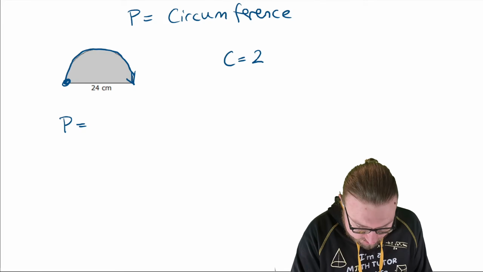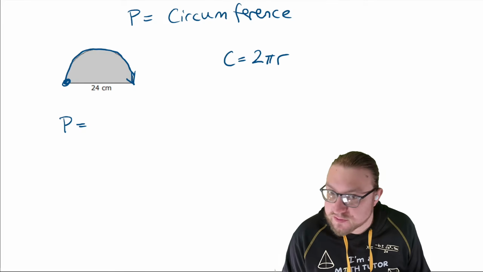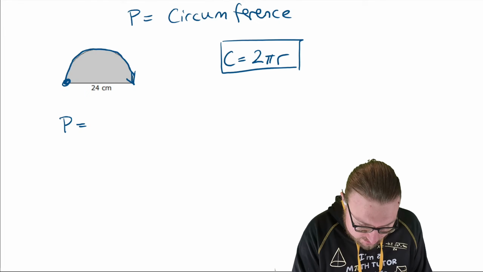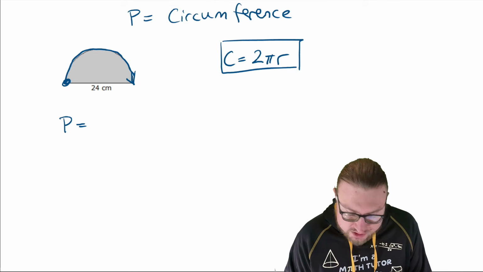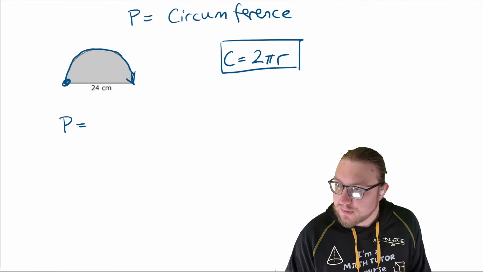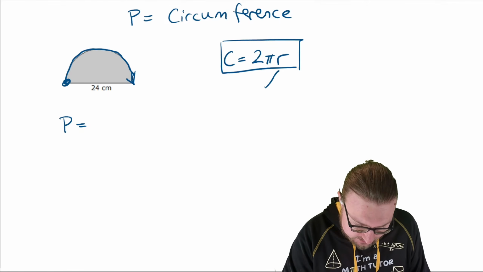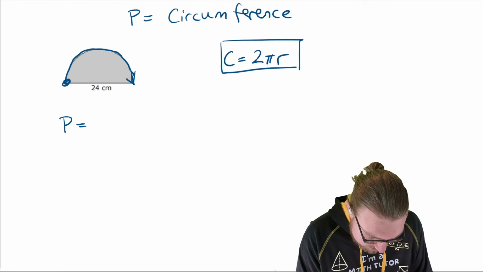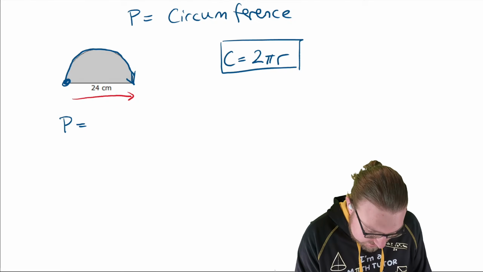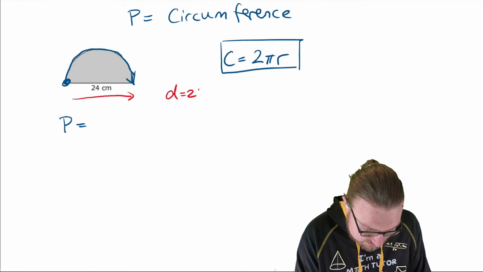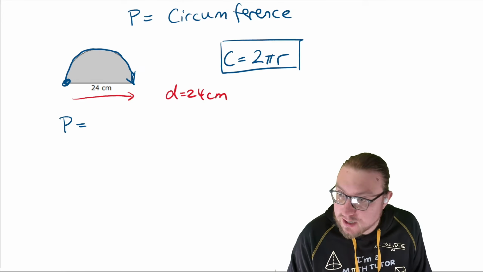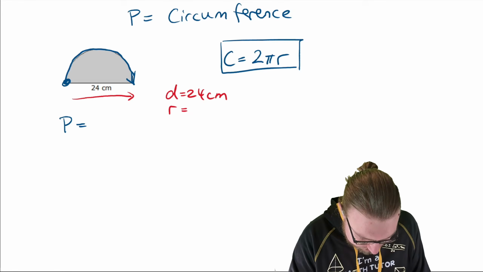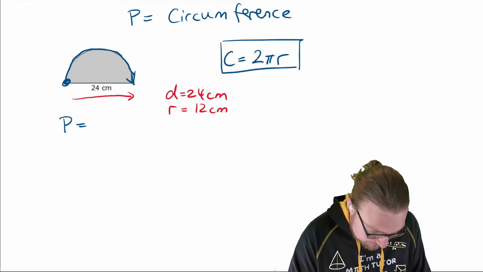The circumference is 2 pi r. This is a formula that you are given in the formula sheet, so you can use this one very easily. All we need is the radius. Let's have a look. What is the radius here? We have 24 here. That is the diameter. So the diameter is 24 centimeters, and the radius is always half. So we have radius is 12 centimeters.